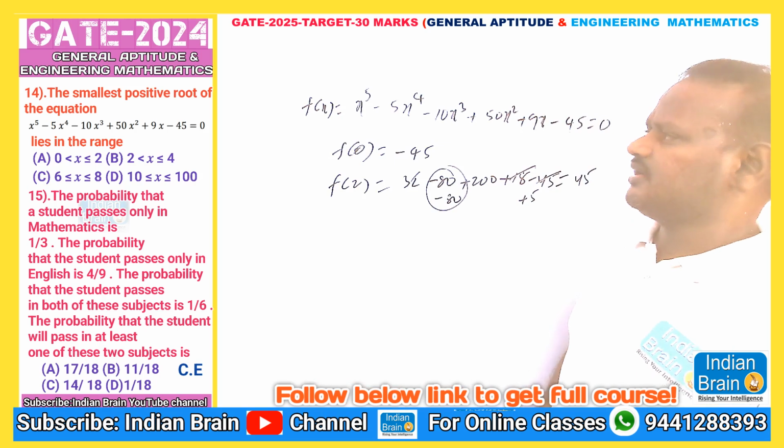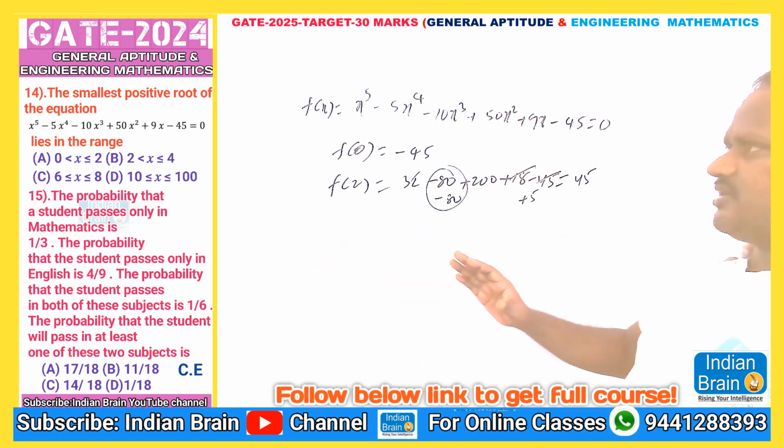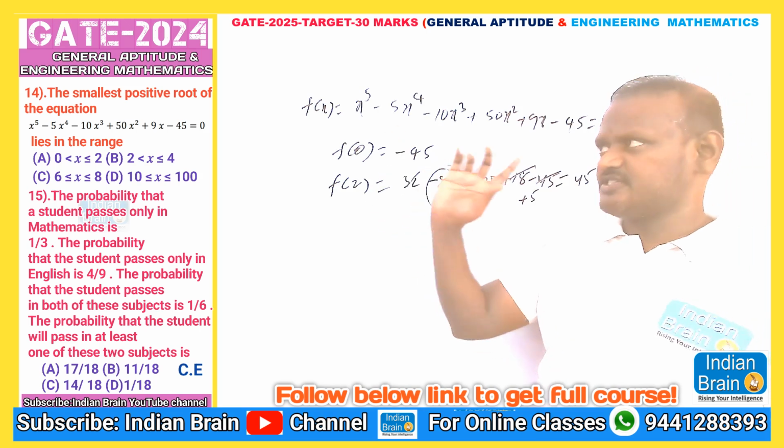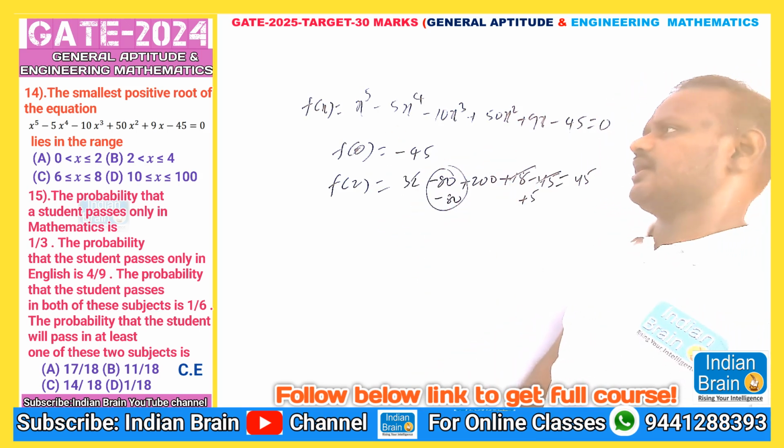Probability, I think. Probability, of course, I think you got some idea, right? Option is A. Yes. Option A is correct.